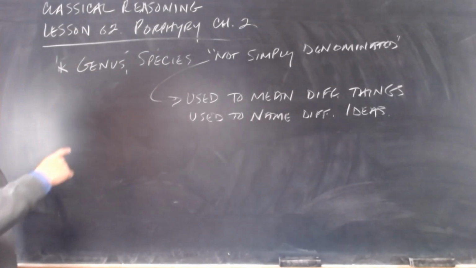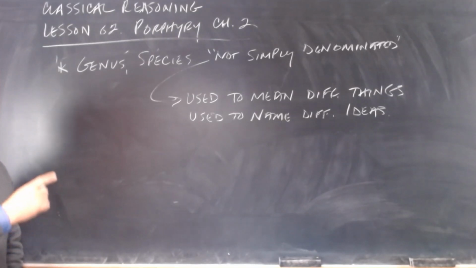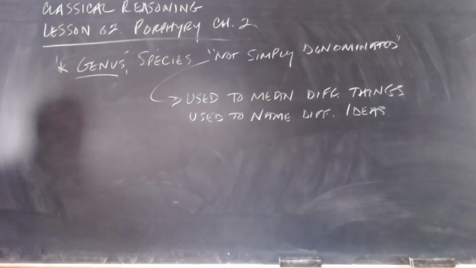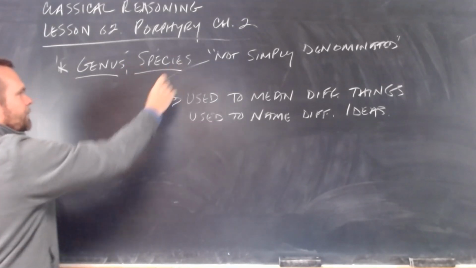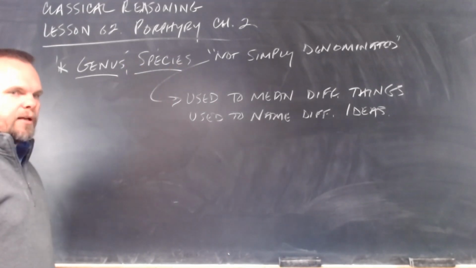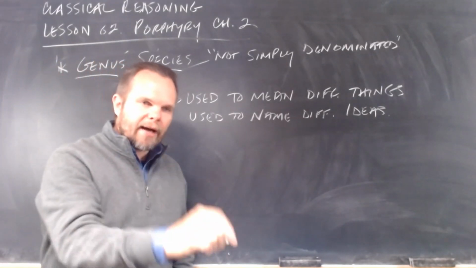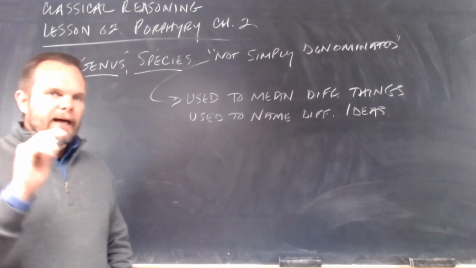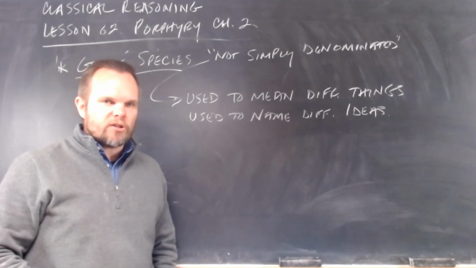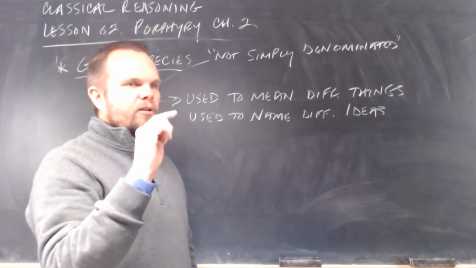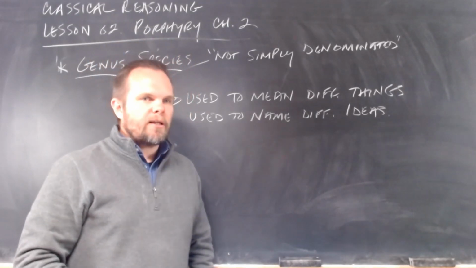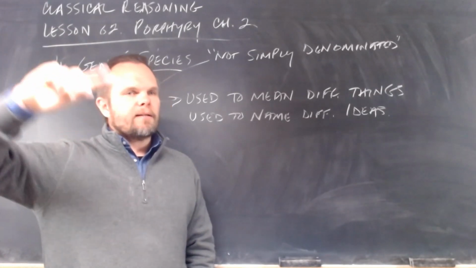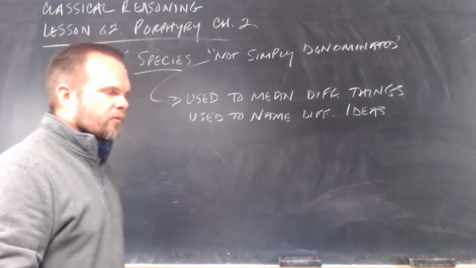So what do we have to do? We have to establish the meaning of these words. We have to establish a definition for genus, and we have to establish a definition for species based on what Aristotle means by these words. We have to learn what Aristotle means when he uses the word genus. We have to learn what Aristotle means when he uses the word species. We can't think it means the same thing it means in some other book or some other writer.